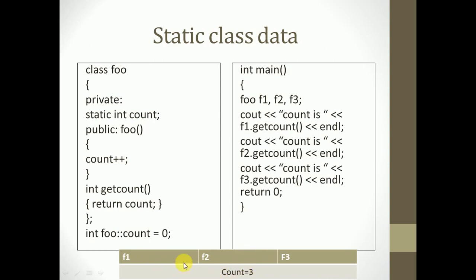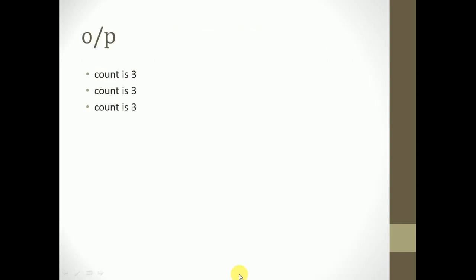So now here the count variable is common to F1, F2 as well as F3. In the previous case, with normal data, there was separate data for F1, separate data for F2, separate data for F3. But if you are using static, it is common to all the objects. Now F1 dot getcount, the answer is 3. F2 dot getcount, the answer is 3. F3 dot getcount, the answer is 3. So the output would be 3, 3, 3.